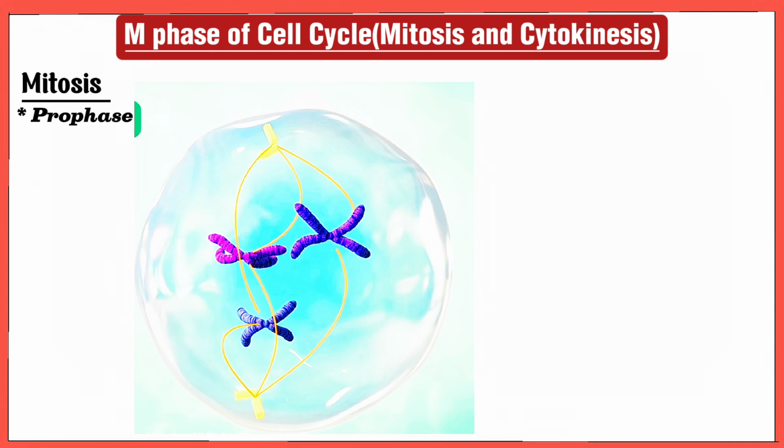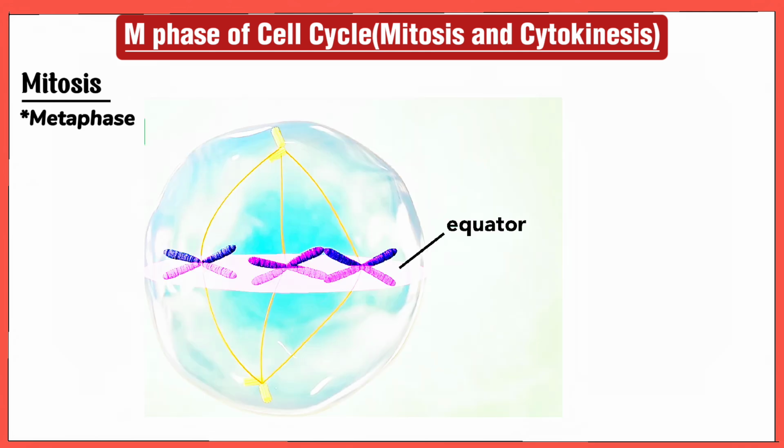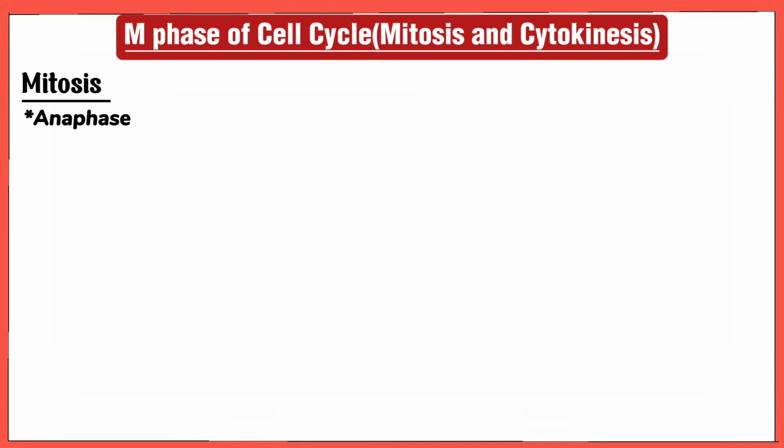Next, it moves to the metaphase. In the metaphase, the centrioles complete their movement to the poles of the cell, and then the spindle fibers align the chromosomes along the equator of the cell. This end-to-end alignment of chromosomes results in a sister chromatid on either side of the equator. Then it moves to the anaphase.